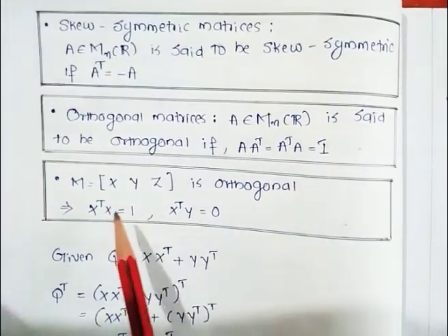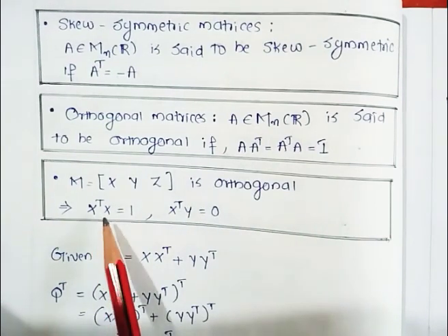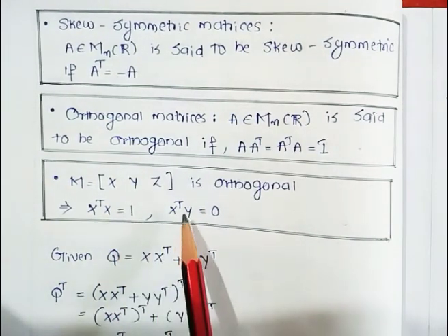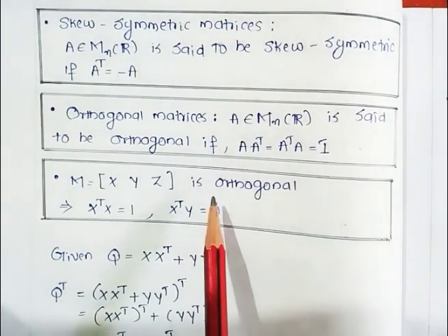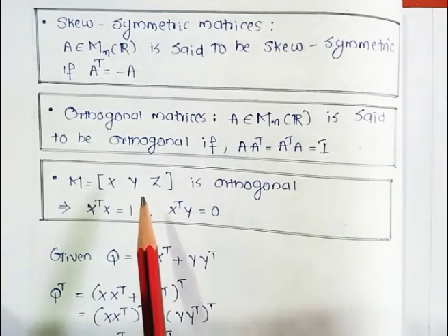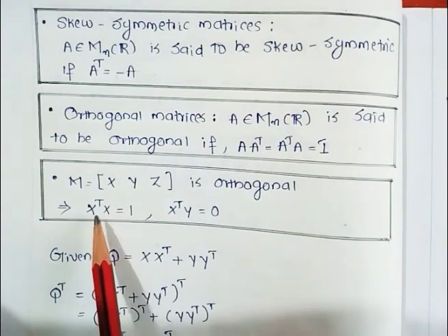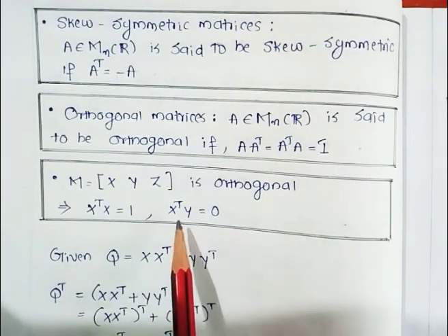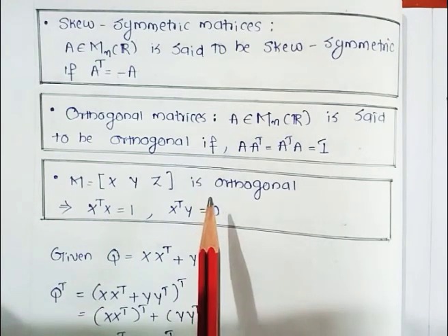And also we have M is equal to X, Y, Z is orthogonal, then X transpose X is equal to 1, X transpose Y is equal to 0. Because M is orthogonal, the columns of M form an orthonormal basis. That is, the columns of M must be orthonormal. Therefore we can say that X transpose X is equal to 1 and X transpose Y is equal to 0. So these are the results we want to know.